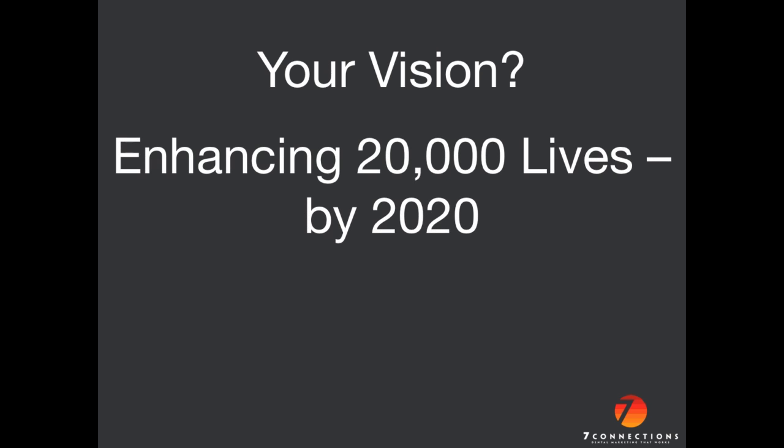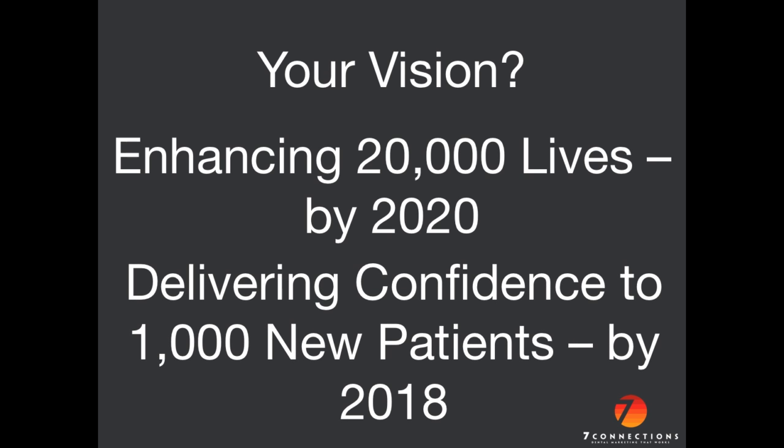So some visions that I made up were enhancing 20,000 lives by 2020, right? This is a very quantifiable goal that you're trying to set for your practice. And one of my most favorite visions of all time is JFK. He said, I'm going to put a man on the moon and I'm going to return him home safely in 10 years. So NASA saw the moon as the goal and getting the man back home in 10 years as their goal, and they saw how they could quantify that. So NASA reverse engineered a plan to succeed and accomplish that goal, and they did, even with JFK passing. Another vision here is delivering confidence to 1,000 new patients by the year 2018. Again, these are made up.